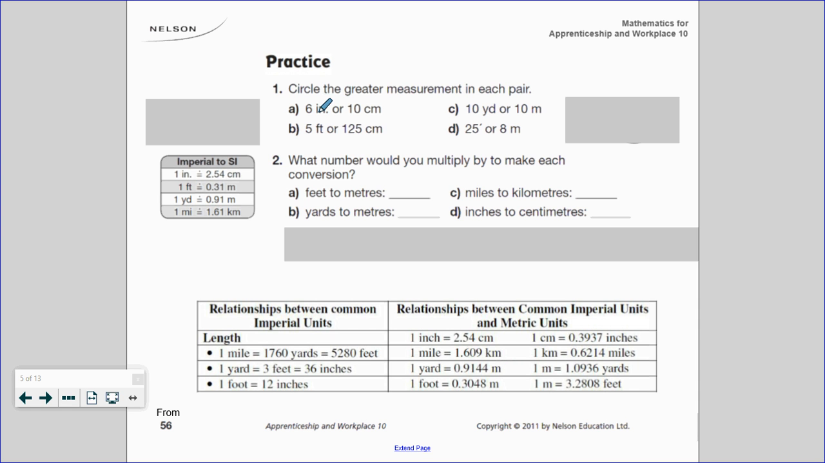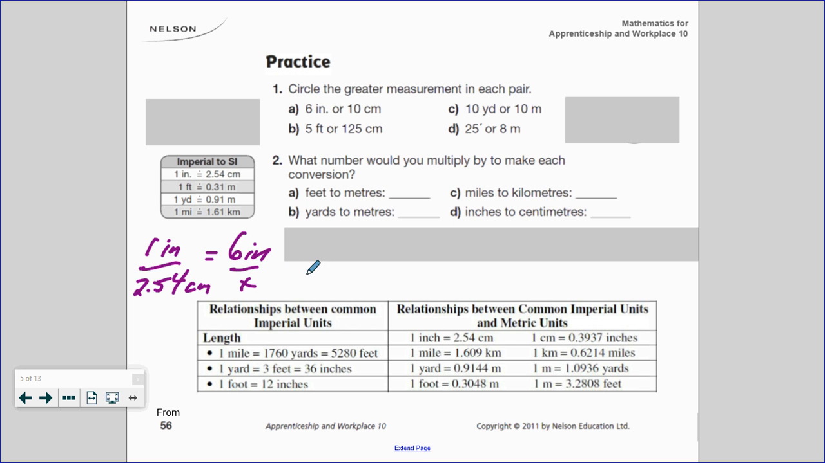So for this one here, we have 6 inches or 10 centimeters. The idea is which one's bigger, then you pick the bigger measurement. Okay, so let's just get a starting point. Pick a converter. If we go with this one right here, we'll say 1 inch is to 2.54 centimeters as, let's do the 6 inch one, 6 inches is to the unknown number. In this case, we're going to convert 6 inches to centimeters, and then we'll know which number is bigger.